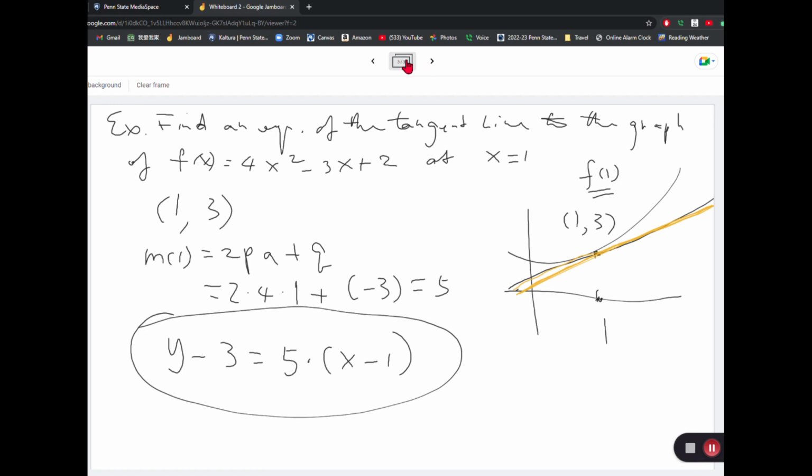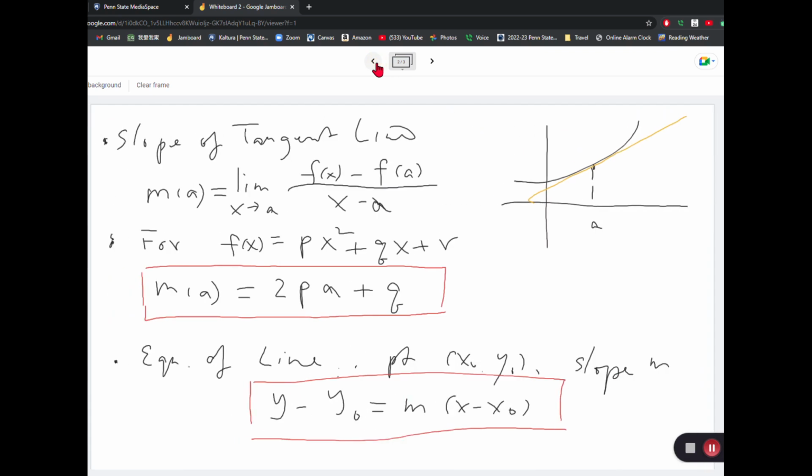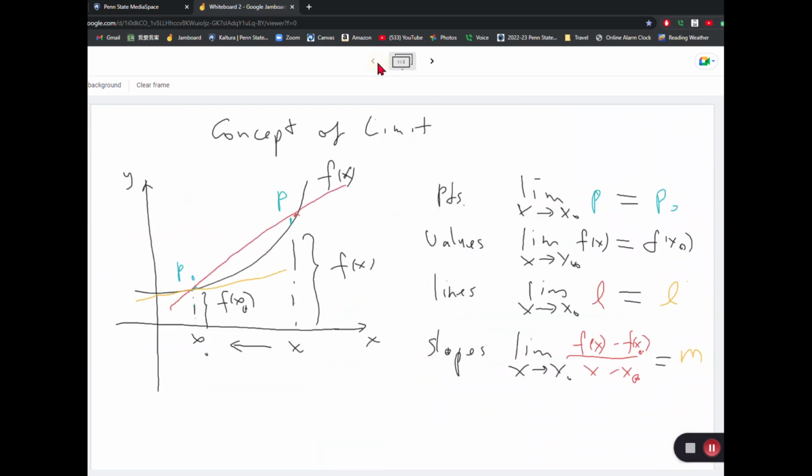All right, to summarize, in this video, we basically introduce the main thing. We introduce the concept of limit through various things: point approaching point, value approaching value, line approaching line, coordinate, and the slope of a line approaching the slope of this tangent line down here. All right.